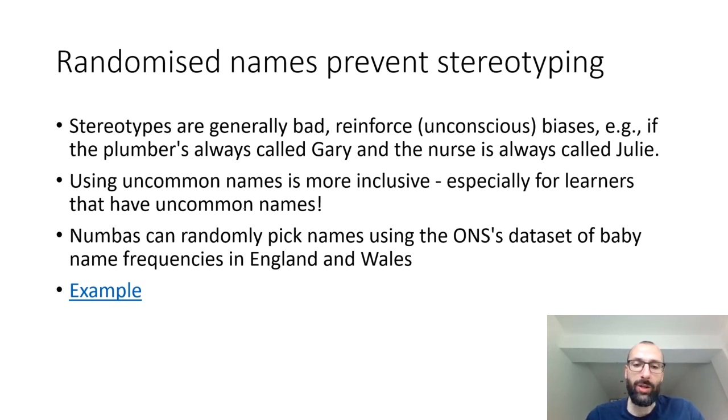Numbers can randomly pick names using the ONS, the Office for National Statistics, dataset of baby name frequencies in England and Wales in this case, but it's possible to adapt it to any dataset. So every time there is a person's name in a question, the name will change and it will be much more representative of the actual name distribution of a place. Again, there is an example that you can click on if you get hold of the slides.